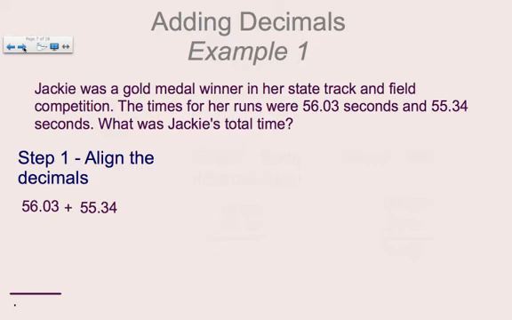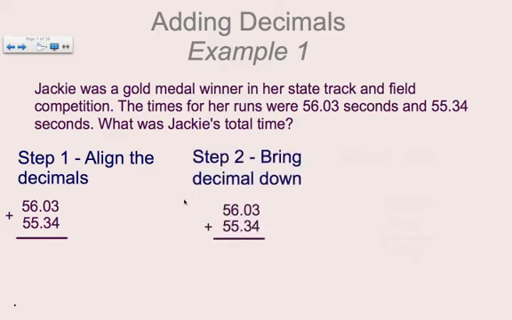Step 1, we need to align the decimals. And by this, we take the decimals and we line them under each other so that they are lined up or aligned. We have the 0.03 and the 0.34, so the decimals are exactly on top of each other. So that is our first step. Step 2, we bring the decimal down into our answer. Again, we keep it in the same spot it is up above the line. So we put our decimal below in our answer in the same location. We want to make sure we keep all the decimals aligned.